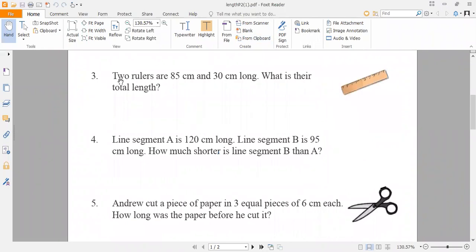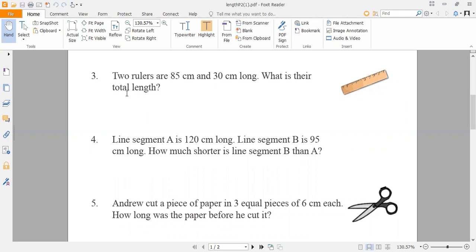Question 3. We have two rulers. The first one is 85 centimeters and the second one is 30 centimeters. Okay, what is their total length? Total length, when I see the word total, I will make addition.